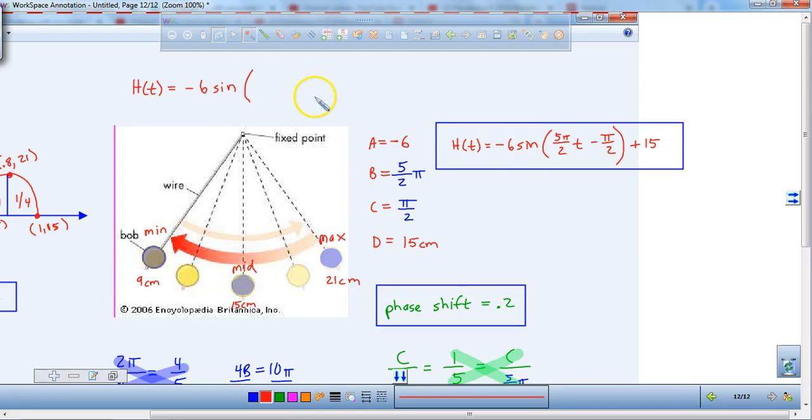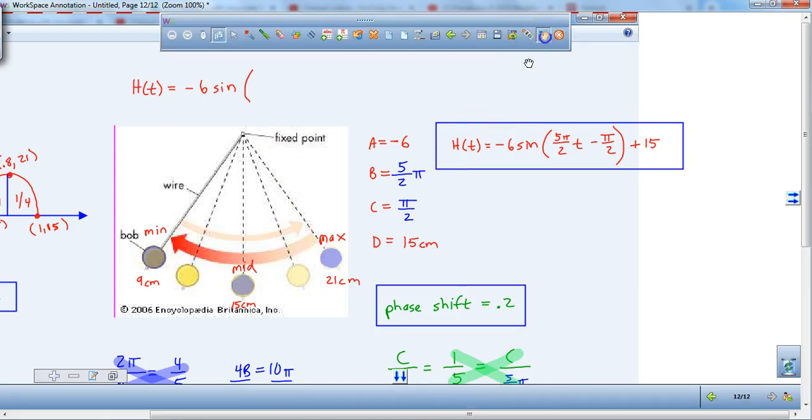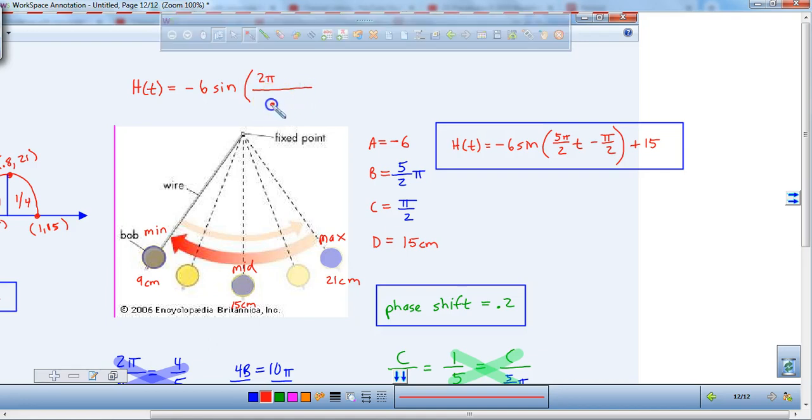Now normally, a period is 2 pi, but right now our period was not 2 pi. Our period was 0.8. So watch how I'm going to write this. I'm going to put 2 pi up here in the numerator, and in the denominator I'm going to put 0.8. And then in this set of parentheses, I'm going to put our phase shift. So our phase shift, I'm going to put t minus 0.2. T minus 0.2 right there. I'm going to close it, and then I'm going to add a 15 because that's our midline.